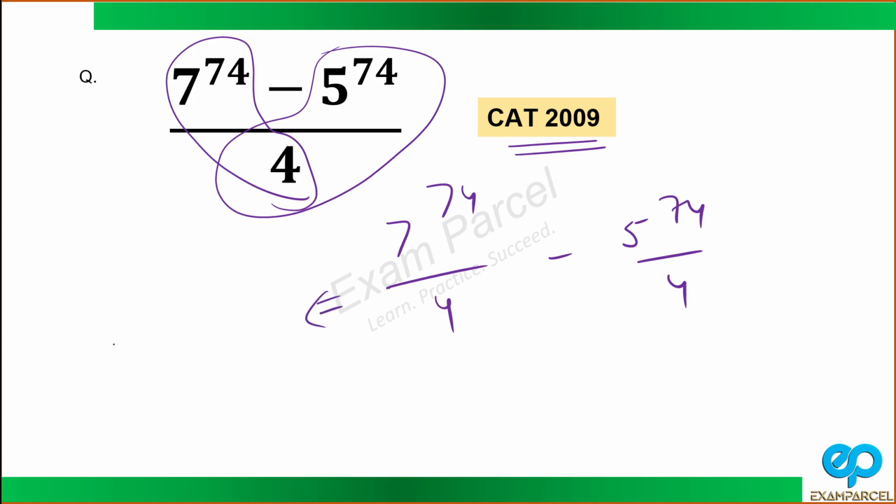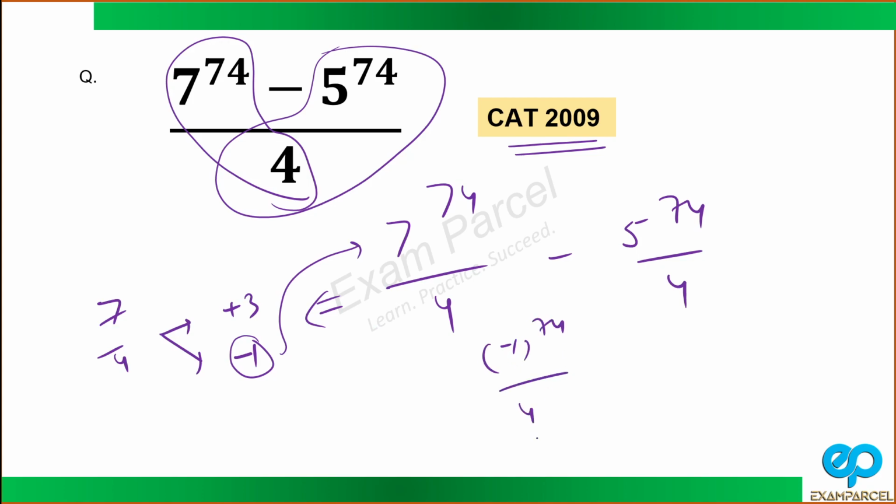Okay. So 7 by 4, what would be my remainder? Plus 3, right? But the advantage over here is that we can get a negative remainder of 1, right? So let's take this as minus 1. So simply replace this 7 by minus 1. So (-1)^74 by 4. Minus 1 raised to an even power, so 1. So 1 by 4, remainder 1. So finally we got our remainder as 1 for this part.